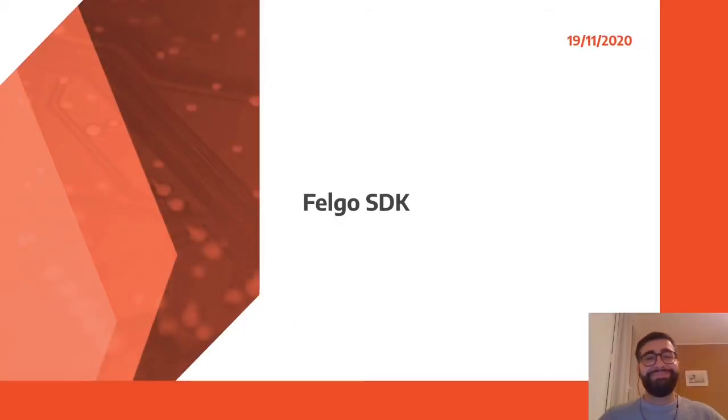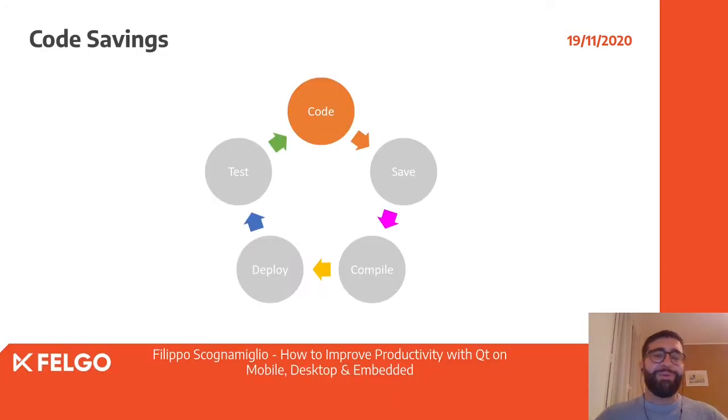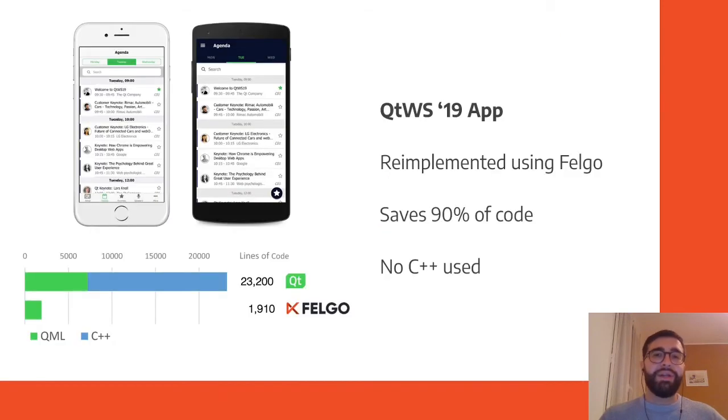Welcome back. Let's dive into the Felgo SDK, shall we? We insisted on the bottom part of this cycle, the compile-deploy phase, and how the tooling improved that. But how does the Felgo SDK improve the code part? So literally, how many lines of code are you going to write when using the Felgo SDK compared to standard Qt? Let's see a real-world example.